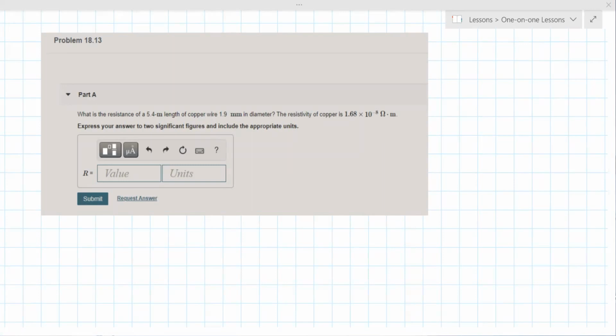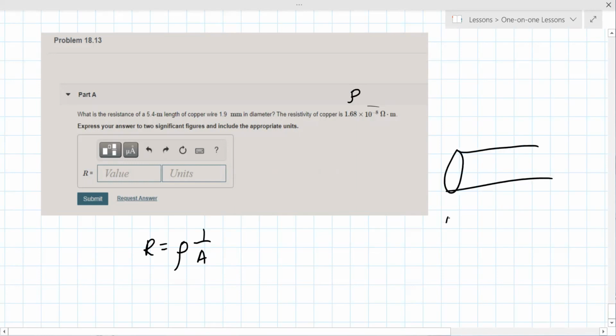Okay, the resistance is this rho value, that's a Greek letter, times L over A. They give you rho here. That's this number. The area you get from calculating it from the cross-sectional area of the wire. So the wire is considered to be a circle. A circle has an area of pi r squared. So you have that information here, the diameter right there, and you can use that.